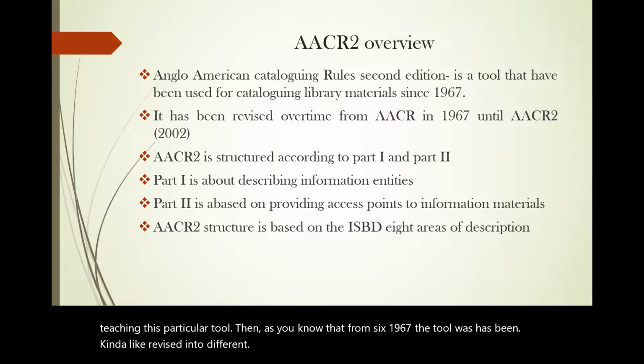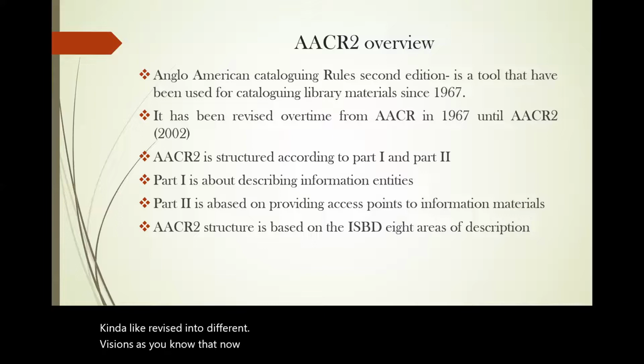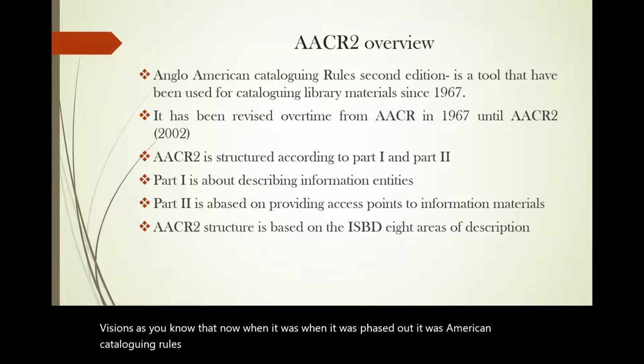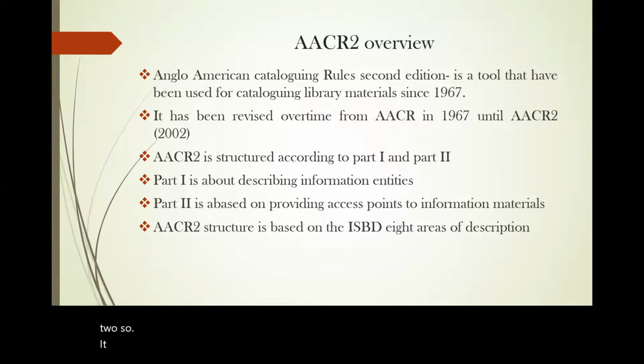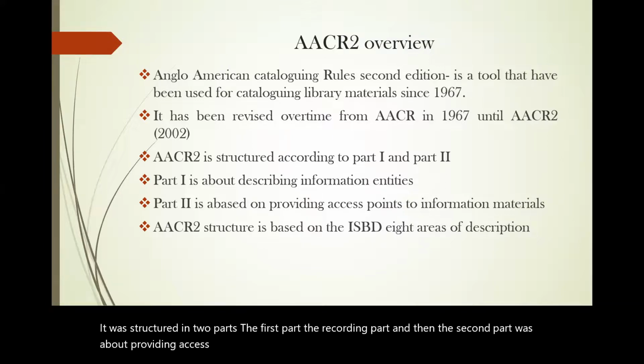Now, when it was phased out, it was Anglo-American Cataloging Rules edition number 2. So it means we had edition 1 and then it moved to edition 2. It was structured in 2 parts. The first part, the recording part, and then the second part was about providing access points to information materials.